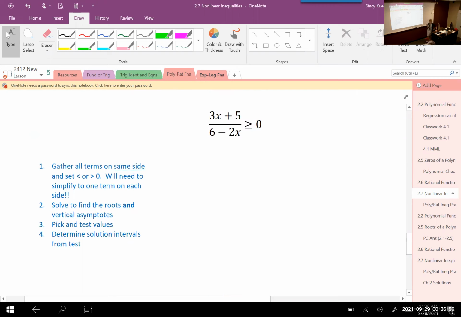In other words, I want to make sure that all of my variable terms are on the same side. They are in this case, right? The rational function is greater than or equal to 0. So that would have been the first step. The second step is to find the roots. How do I find the roots, right? The x-intercepts or the solutions to a rational function.